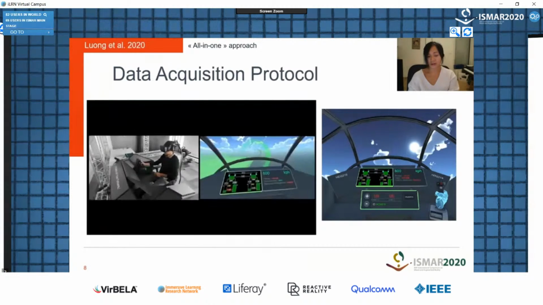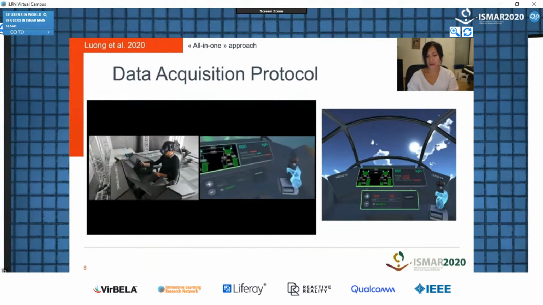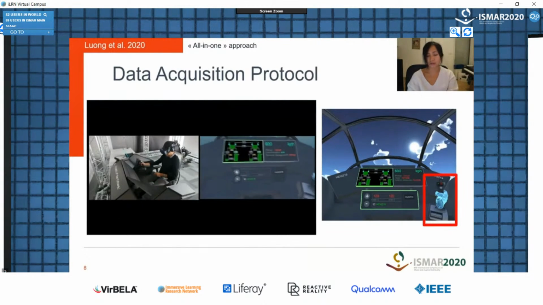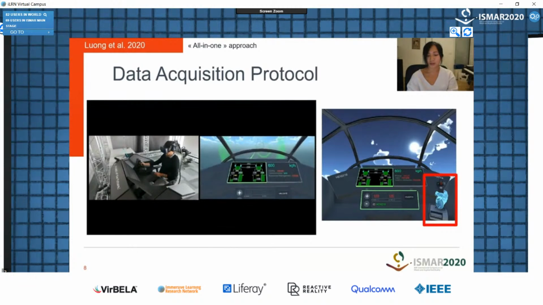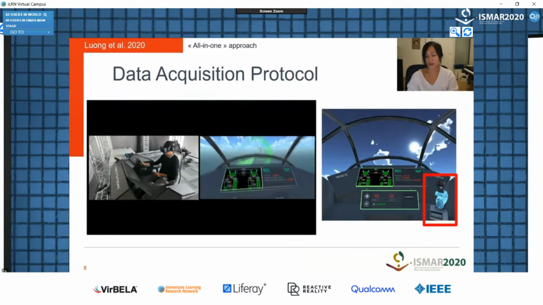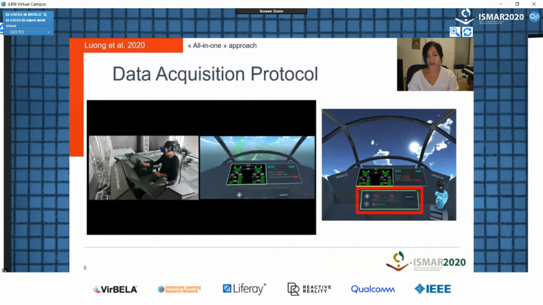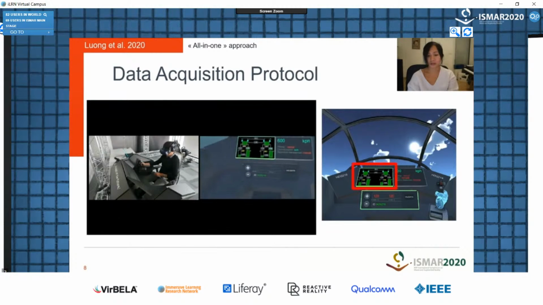So this is our data acquisition protocol. We asked users to pilot an aircraft in VR, and while the user was piloting the aircraft, sometimes they had to do a communication task and/or a monitoring task.